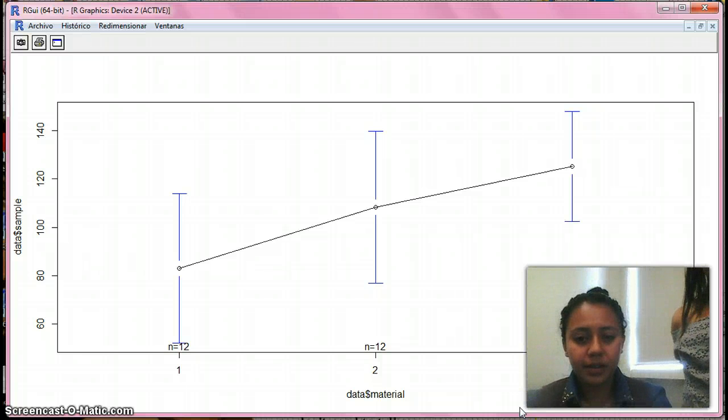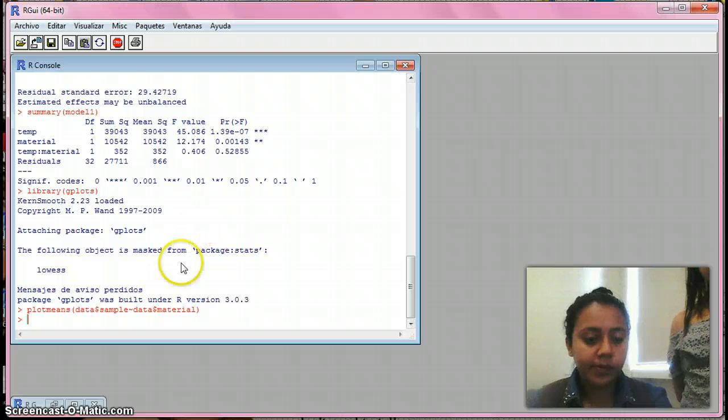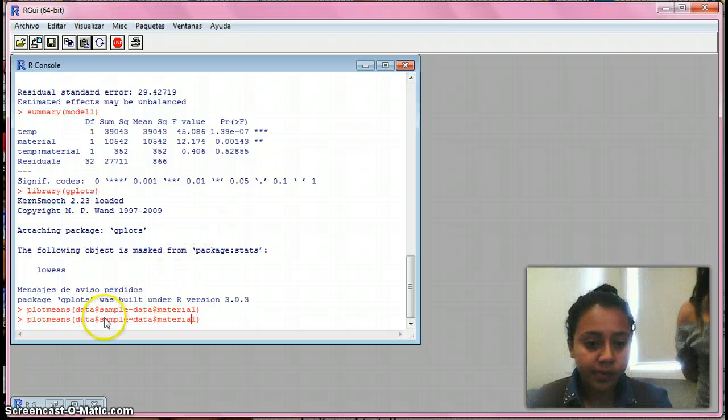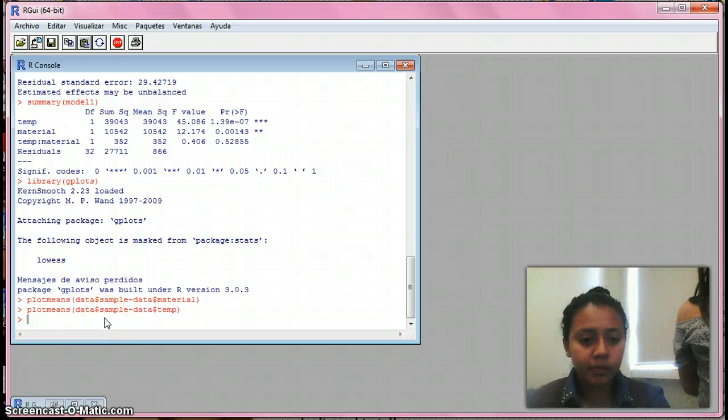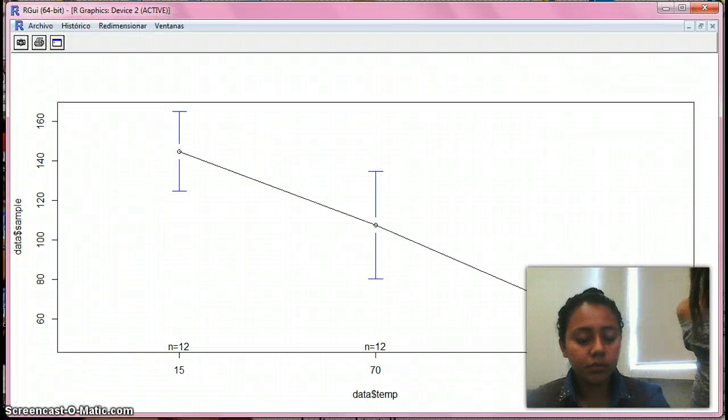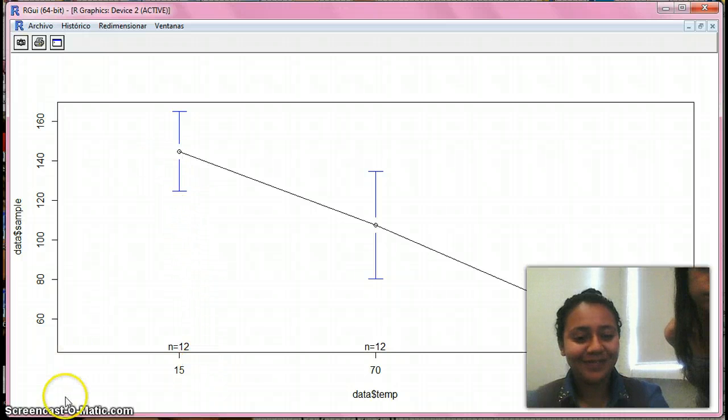This plot shows the relationship between the sample and the material. So we can see that the material number 3 is the highest, so it is the best to choose. Now we are going to plot the sample compared with the temperature to see which is the best resistance temperature. Now in this plot we can see that the temperature is at its highest level at 15 degrees.